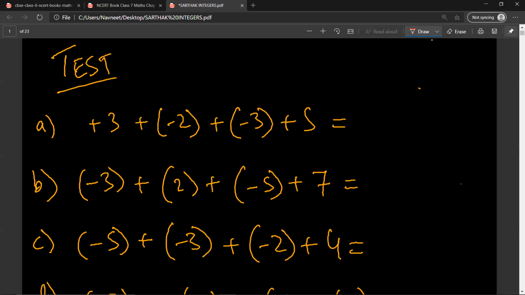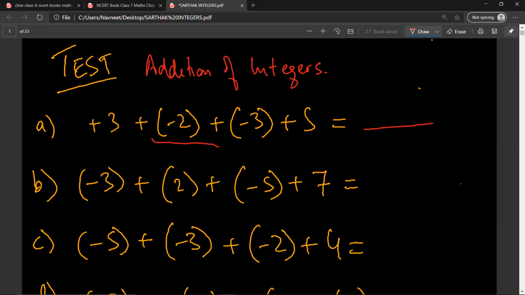So, Mr. Sarthak, addition of integers. Okay. What is your first answer? 3. So what you did was you added these two. You got -5 plus 5. This became 0. And 0 plus 3 is equal to plus 3. Correct? Yes, sir.